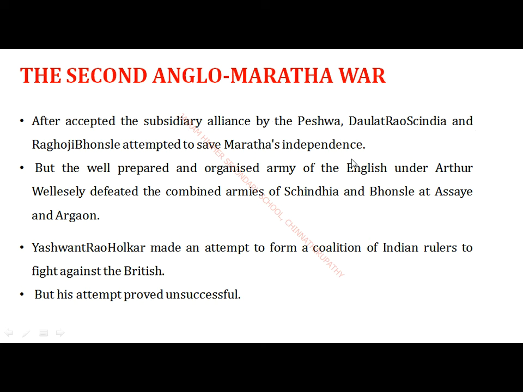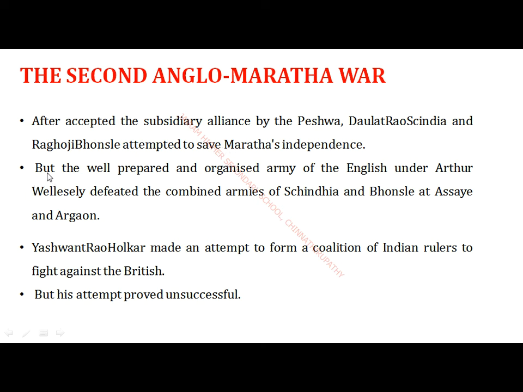Daulat Rao Scindia and Raghuji Bhosle attempted to save the Marathas' independence after coming to know the real face of the Britishers. Both the native rulers, especially Daulat Rao Scindia and Raghuji Bhosle, came to know the truth of the aim of the Britishers, and they wanted to save the Marathas' independence.